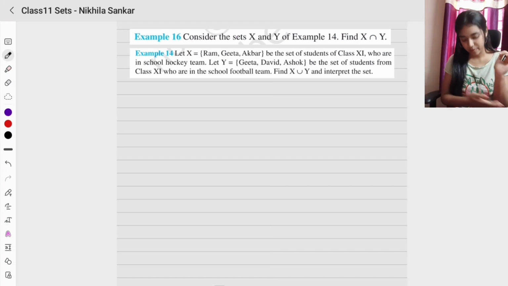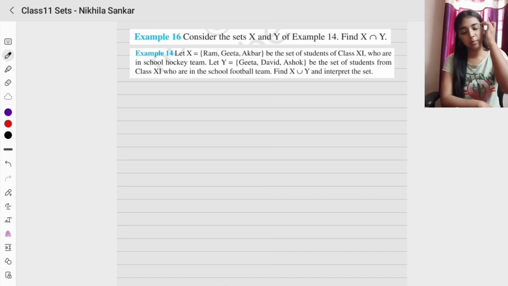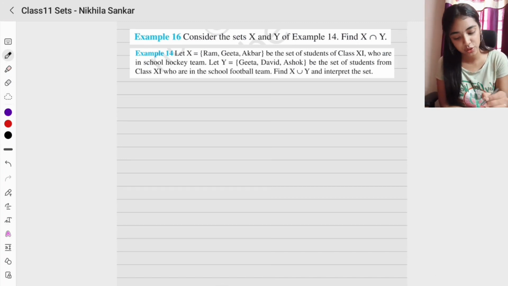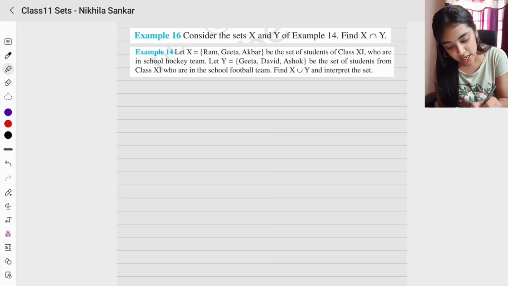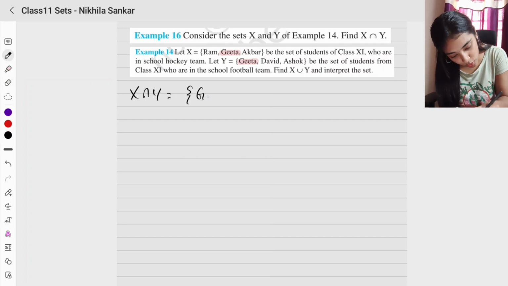Moving on to next example, consider the sets x comma y from example 14. இப்போ இதுக்கு intersection எழுதணும். So I am going to write my intersection. So I have Ram, இங்க Ram இல்ல. So that is not going to be the case. I have Geeta here, I have Geeta here. Then no other names match. Correct? So x intersection y is going to be only Geeta.